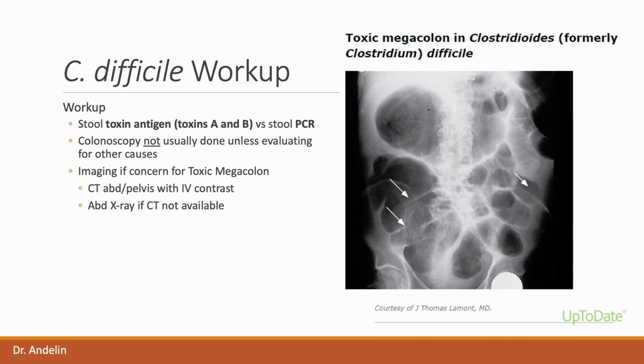Workup for C. difficile is through stool toxin antigen, remember toxin A and toxin B, versus stool PCR. Typically, colonoscopy is not performed unless evaluating for other causes of diarrhea. Imaging may be considered if there's a concern for toxic megacolon, which could include patients that have severe abdominal pain, abdominal distension with lack of bowel movements, or suddenly they're not having diarrhea anymore, or patients with hypotension or marked leukocytosis. Typically, CT abdomen and pelvis with IV contrast would be ordered to evaluate for toxic megacolon. However, abdominal X-ray could be considered if CT is not available. In this image, we can see a patient with toxic megacolon due to C. diff with dilated large and small bowel throughout.